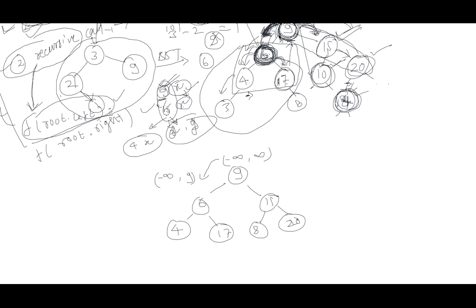So just check. 9 is greater than this and less than this. Here 6 is less than this 9 and greater than this 6. That means this is done. This is also done, right? Now let's come to left. Minus infinity to 6. So this 9 becomes 6. So we will have minus infinite and 6, because maximum limit would be less than this.